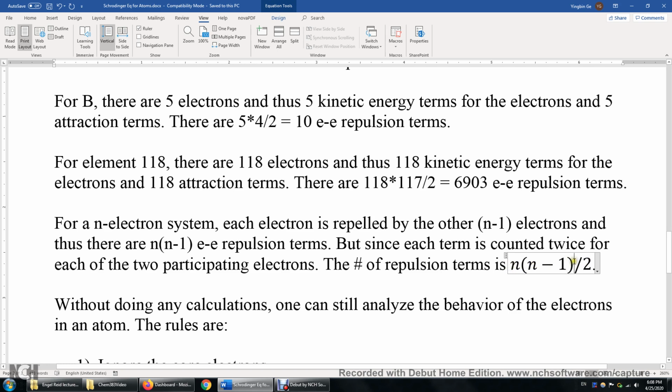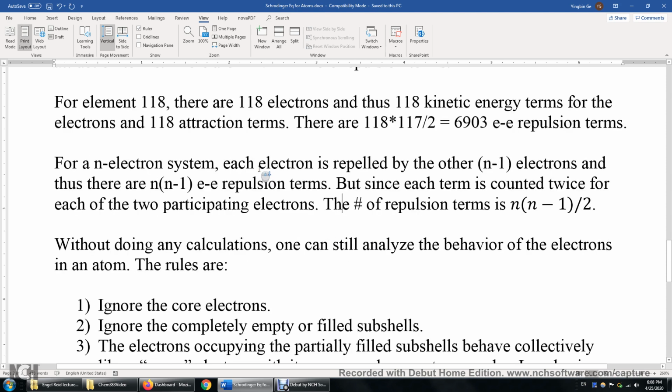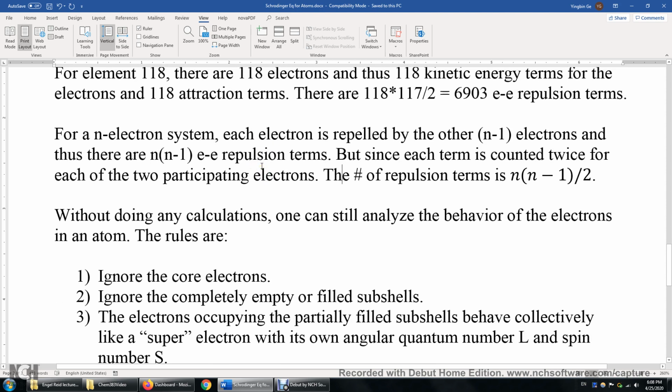Why not n squared divided by 2? Because an electron does not repel itself. An electron is repelled by the other n-1 electrons. All right. Let's switch to a different topic.